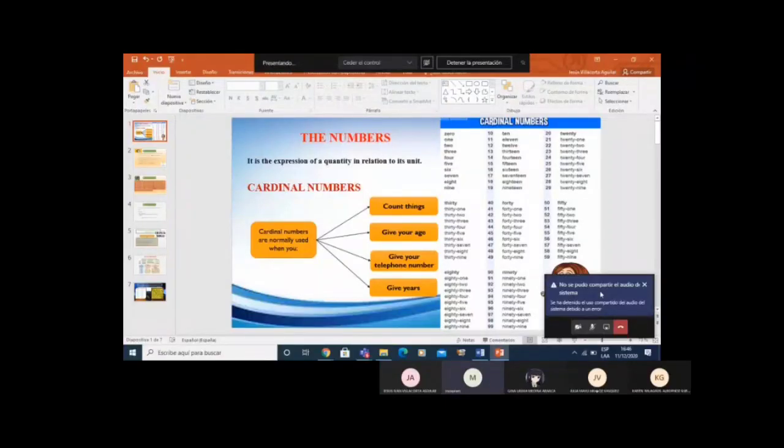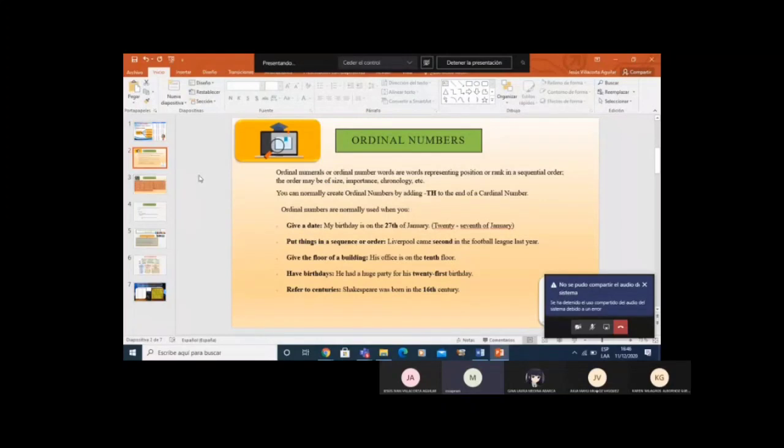Ordinal numbers. Ordinal numbers are words representing position or rank in order. The order may be importance, chronology, size, etc. Ordinal numbers are normally used when you give a date. For example, my birthday is on the 27th of January.